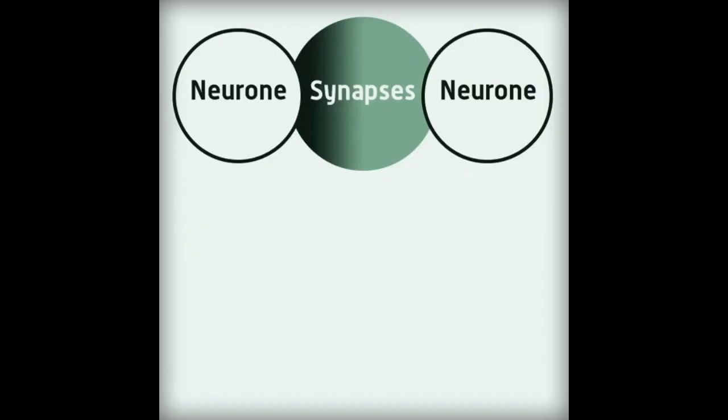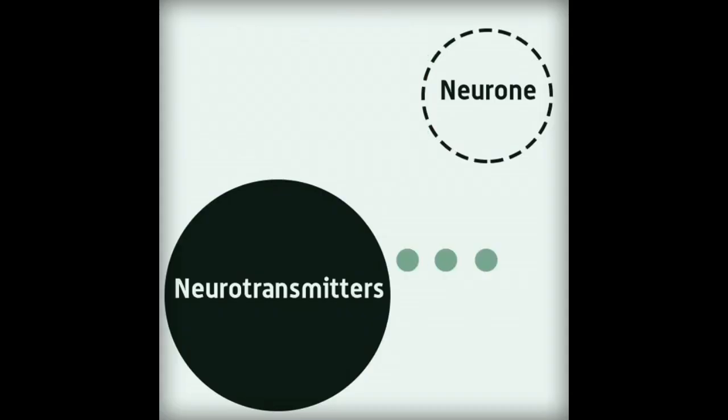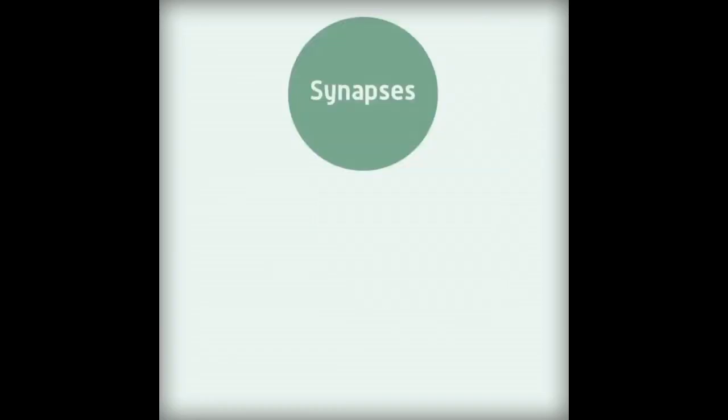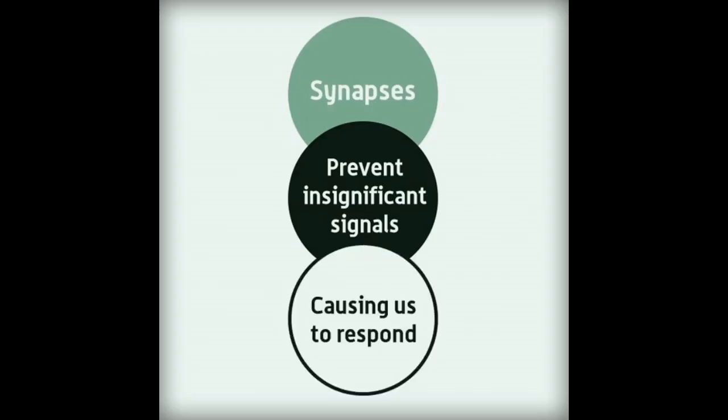When an electrical impulse reaches a synapse, the first neuron releases chemicals into the gap. These chemicals are called neurotransmitters. The neurotransmitters land on specific receptors on the membrane of the next neuron. When enough of them have attached themselves to the membrane, a new electrical impulse is initiated in the second neuron and then travels along it. Synapses are important because they prevent insignificant signals from causing us to respond when we shouldn't.